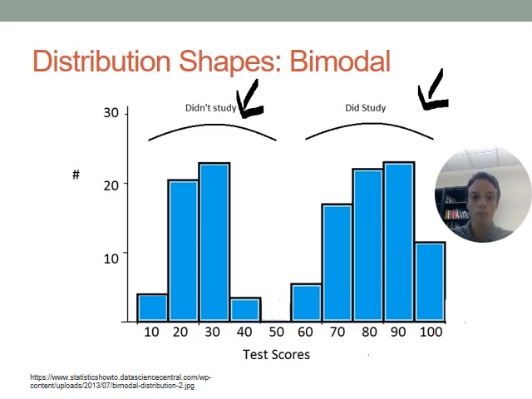A multimodal distribution would be one that had 3 or more humps to it. I'll note that here, but we won't be talking too much about bimodal or multimodal distributions for the rest of the class, so I will leave us at this for bimodal distributions.